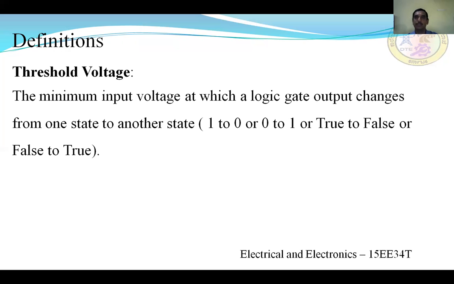So threshold voltage is nothing but the minimum input voltage applied at the input of the gate which causes the output to change, from false to true or true to false, or 1 to 0 or 0 to 1. So threshold voltage is basically the minimum voltage which triggers the output. We'll see the threshold voltage for different families in the next slide.